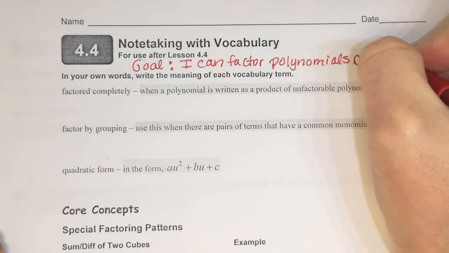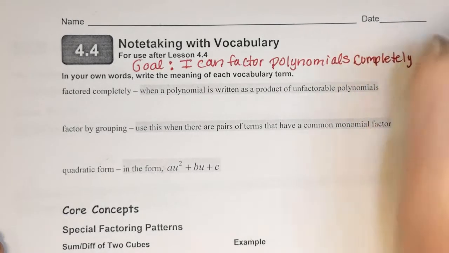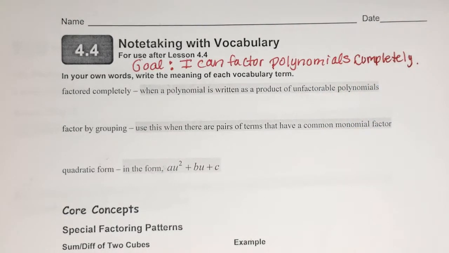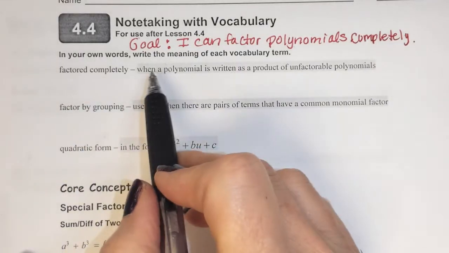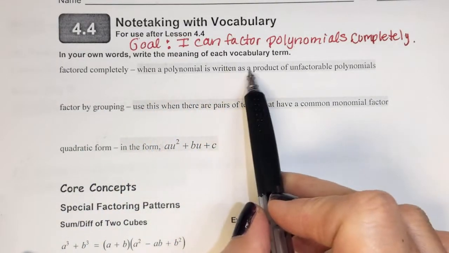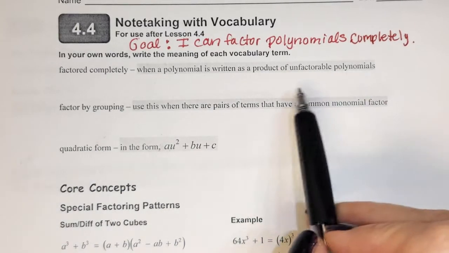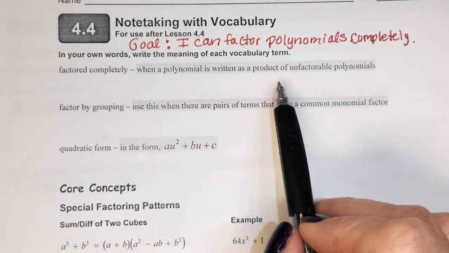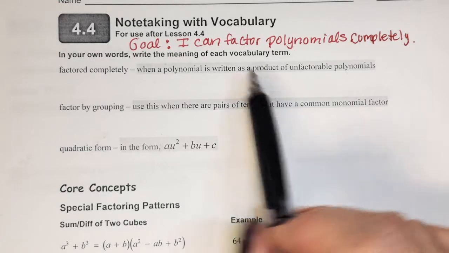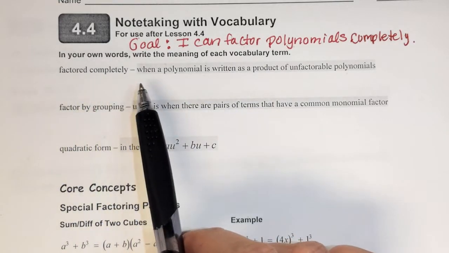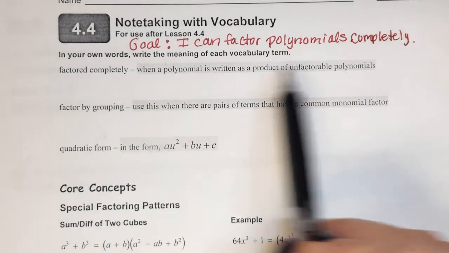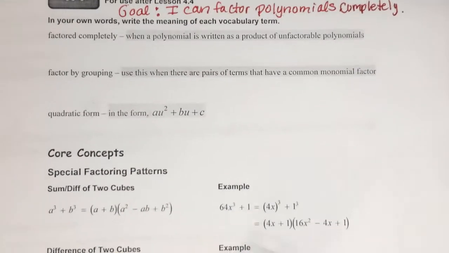You don't need to write down these definitions, just listen. In order to have something factored completely, this is when a polynomial is written as a product of unfactorable polynomials. So if I start factoring something and I have something that can be factored further, then it is not factored completely. Okay? This is pretty intuitive. You don't need to write it down.